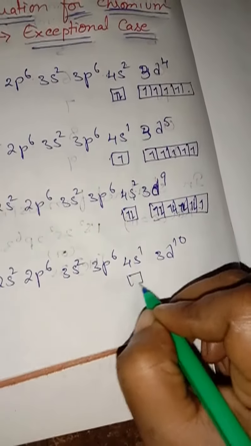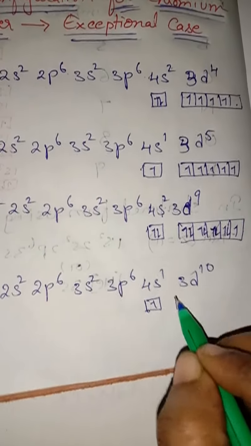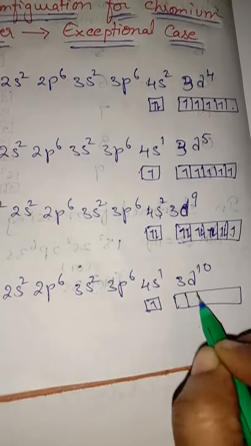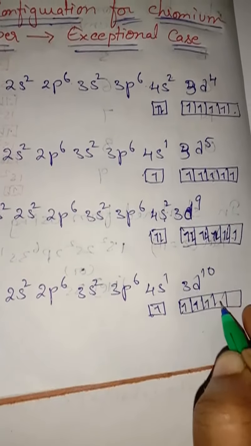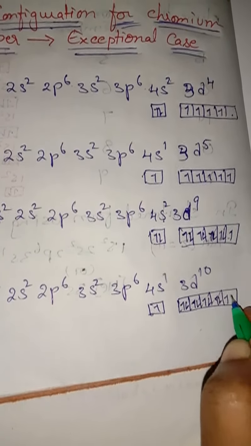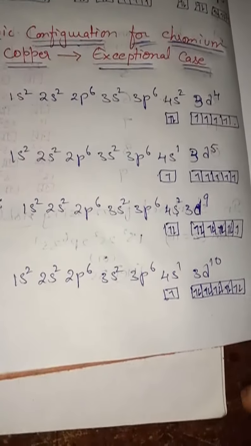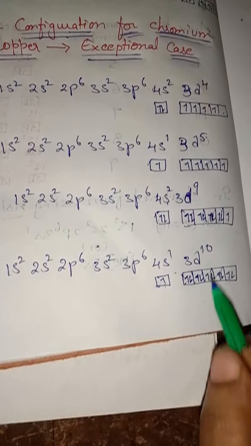Look here now, it has only one electron in the s orbital and in the d orbital, 10: 1, 2, 3, 4, 5, 6, 7, 8, 9, 10. So in the s orbital we have only one electron and in the 3d orbital we have 10 electrons. The remaining are all completely filled. So now it becomes stable.